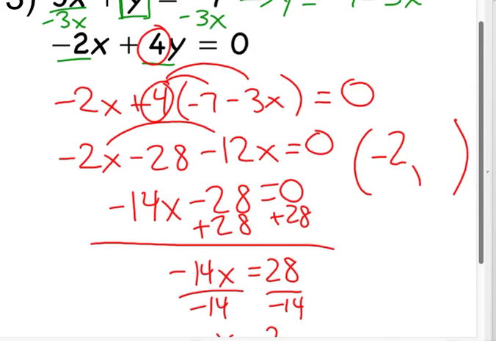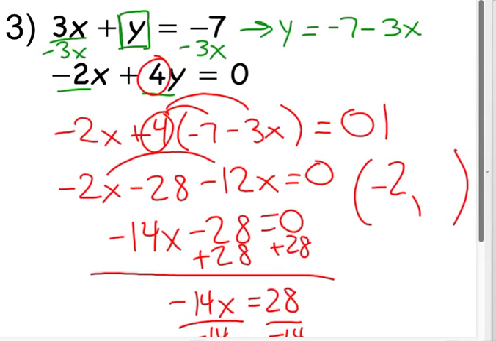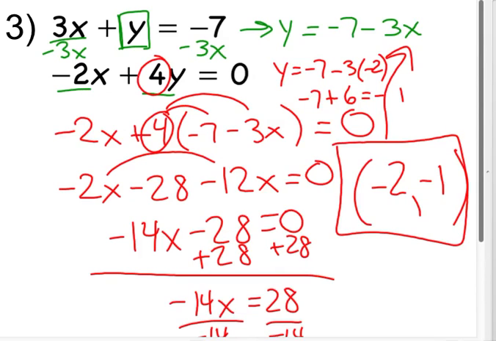What I'm going to do is take that negative 2 and I'm going to plug it in to this x. So y equals negative 7 minus 3 times negative 2. Be very careful. Negative 3 times negative 2 is positive 6, so I get negative 7 plus 6, which is equal to negative 1. So that's my answer.